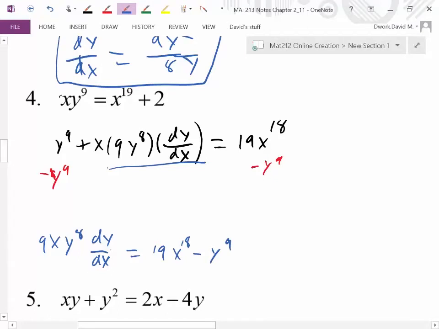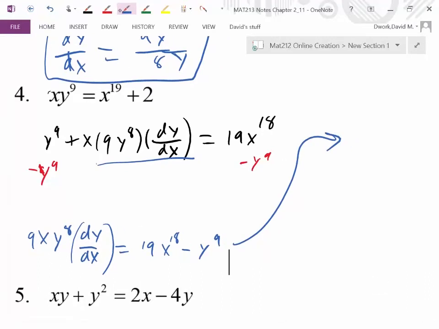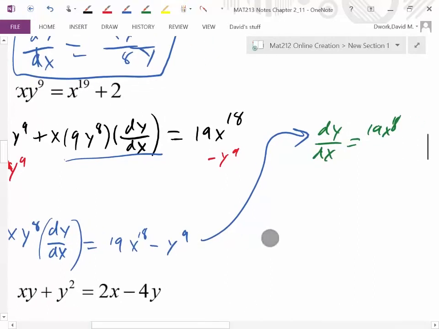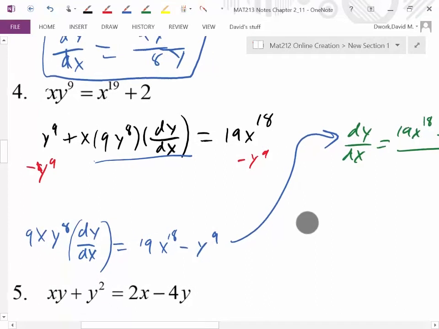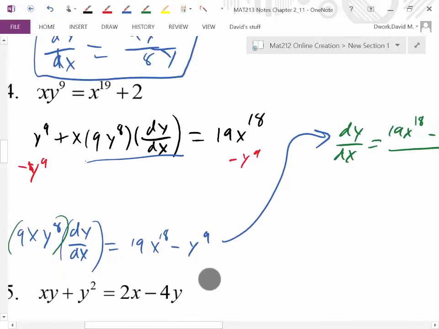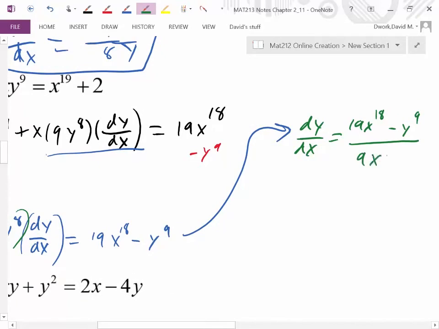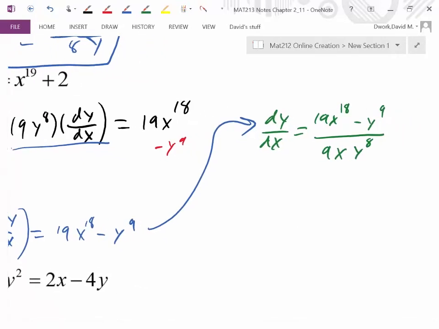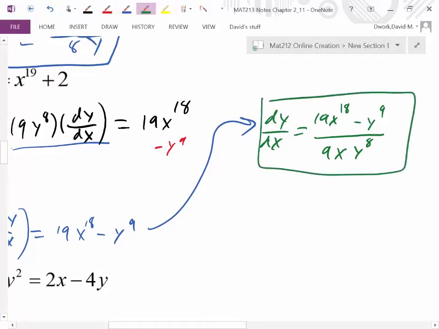Okay, now that we've got dy dx over here, how do you get it by itself? Well, this stuff's multiplying, so we're going to go ahead and divide it. And I'm not going to show the step in between. I'm just going to do it. I hope you guys can follow along. So that's going to give us dy dx is equal to the stuff on the right, 19x to the 18th minus y to the 9th, all divided by, well, what was over here that we're dividing by? 9xy to the 8th. 9x times y to the 8th. And no matter how ugly it is, that is your answer. It does not matter. I hope that helps.